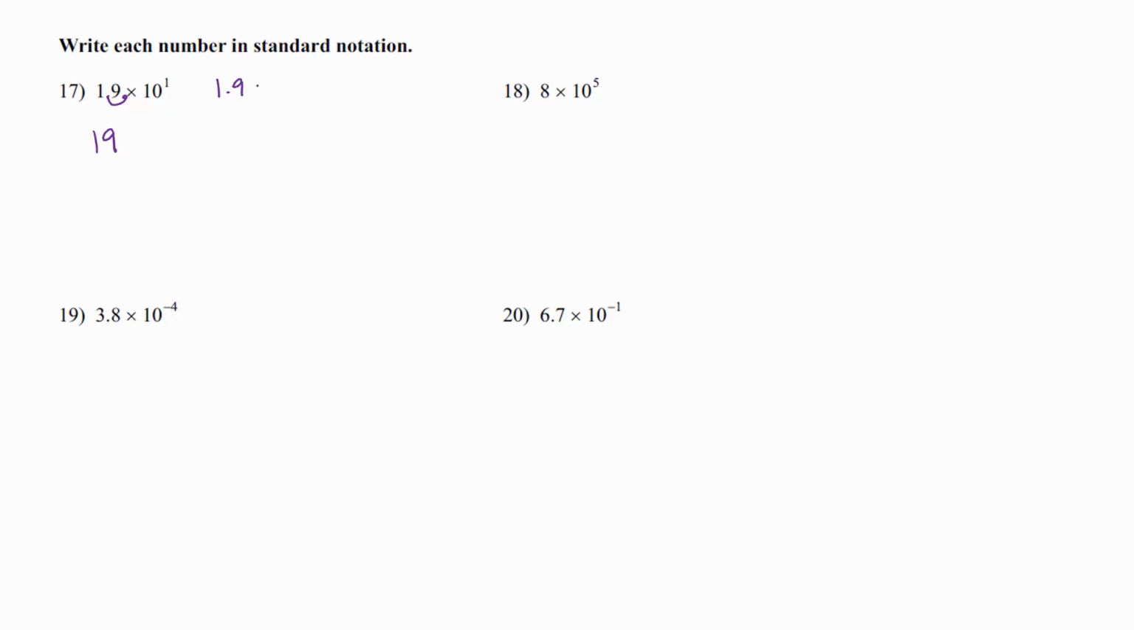Another way of thinking of it is to say 1.9 times 1 with however many zeros is this exponent. So this would be like saying 1.9 times 10. Well, 1.9 times 10 is 19.